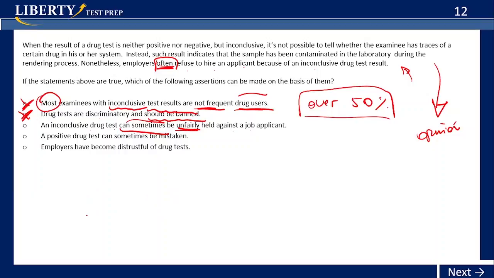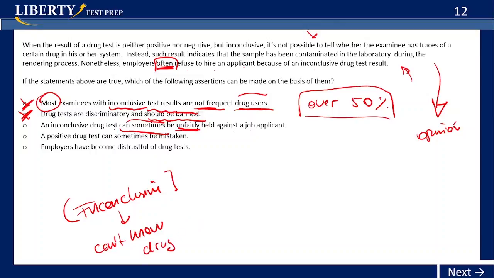So, but basically they're saying, they mentioned before that an inconclusive test result indicates that it is not possible to tell whether the examinee has traces of a drug. So if you have an inconclusive test result, basically it is impossible to know. Can't know whether you take drugs or not. Okay? But the employers will refuse to hire you if you have an inconclusive test result.